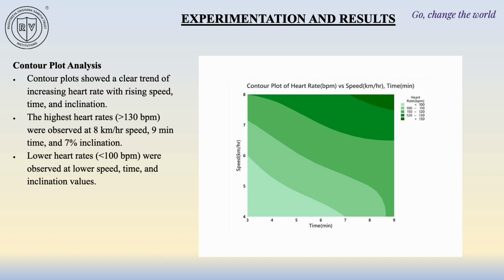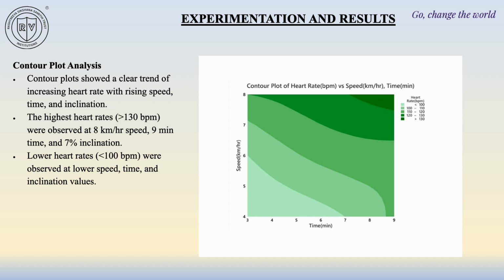Here we can see that there's a clear trend of increasing heart rate with rising speed, time, and inclination. The highest heart rates, which are greater than 130 beats per minute, were observed at 8 kilometers per hour speed, 9 minutes time, and 7% inclination. The lower heart rates were observed at lower speed, time, and inclination values. Here we can see this color indicates it's less than 100. And this is the inclination plot, which holds only a marginal effect.